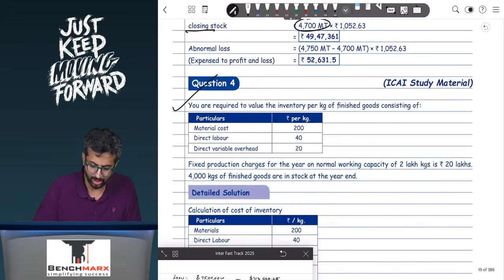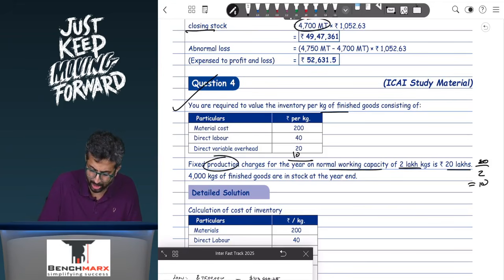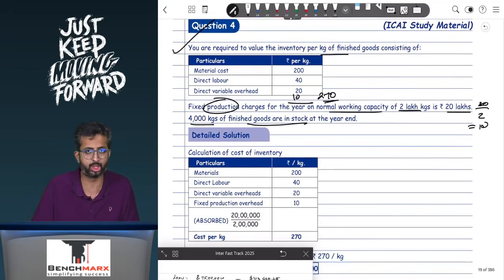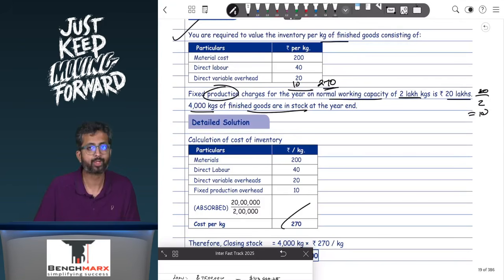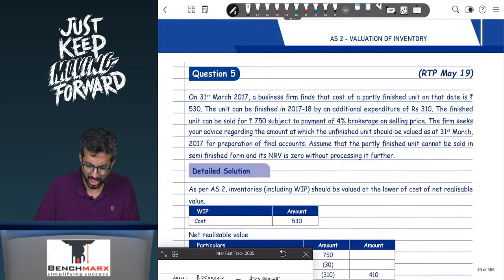Okay, next we have question number 4, very basic. You are required to value the inventory per kg of finished goods consisting of material, labor, direct variable overheads. All of this will be a part. Fixed production overheads based on normal capacity of 2 lakhs is 20 lakhs. That means 20 divided by 2 equals 10 per unit. So fixed production overheads will be a part of your cost, and hence your total cost will be 240, 260 and 270. 270 is per unit into 4000 kgs of finished goods in closing stock. So 270 into 4000 will be your closing stock value. Okay, so this is question number 4.